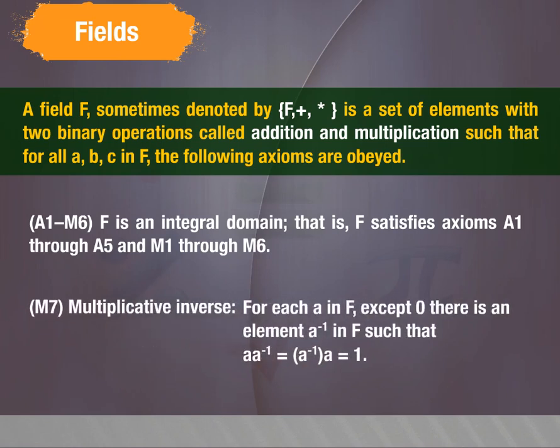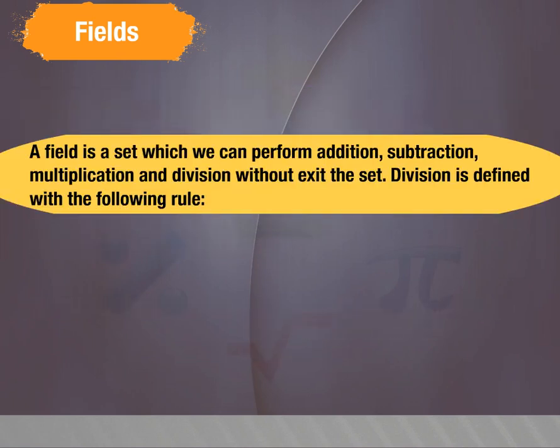M7. Multiplicative inverse. For each A in F except 0, there is an element A inverse in F such that A into A inverse is equal to A inverse into A is equal to 1. A field is a set in which we can perform addition, subtraction, multiplication and division without exiting the set. Division is defined with the following rule. A by B is equal to A into B inverse.